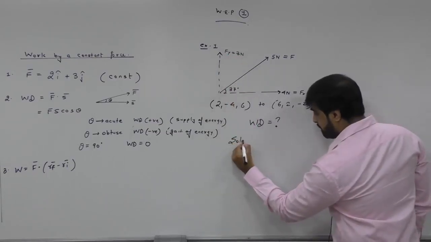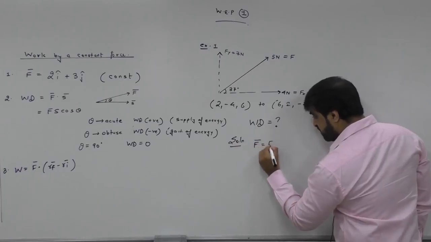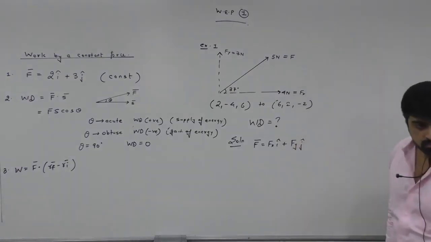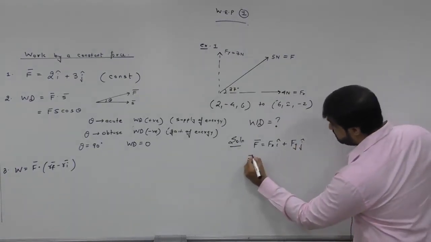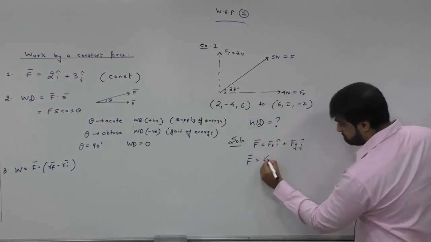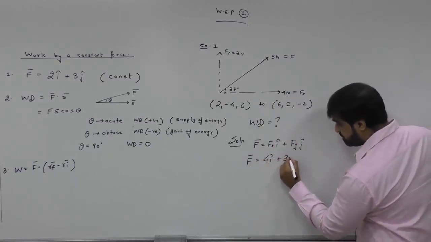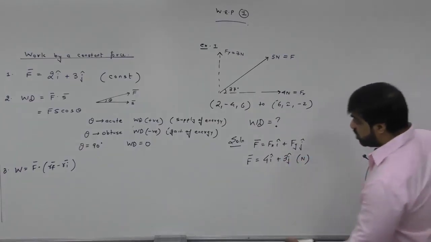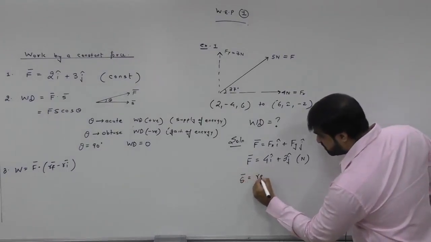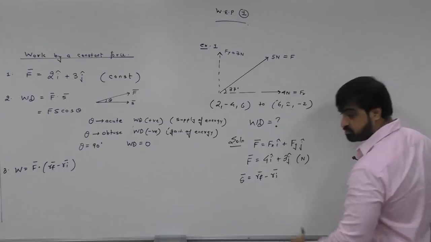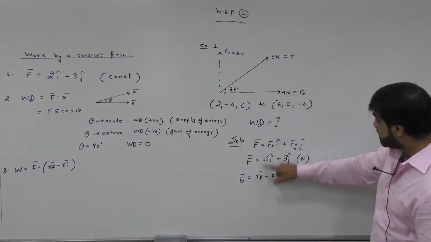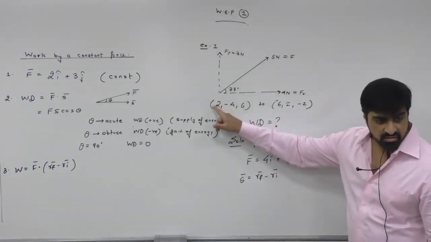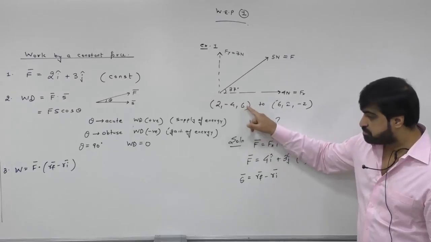Solution: F bar will be Fx I cap plus Fy j cap. So F bar is 4 I cap plus 3 j cap Newton. And how to find displacement? The displacement vector will be R final vector minus R initial vector. R final vector is 6 I cap plus 2 j cap minus 2 k cap, and R initial vector is 2 I cap minus 4 j cap plus 6 k cap.